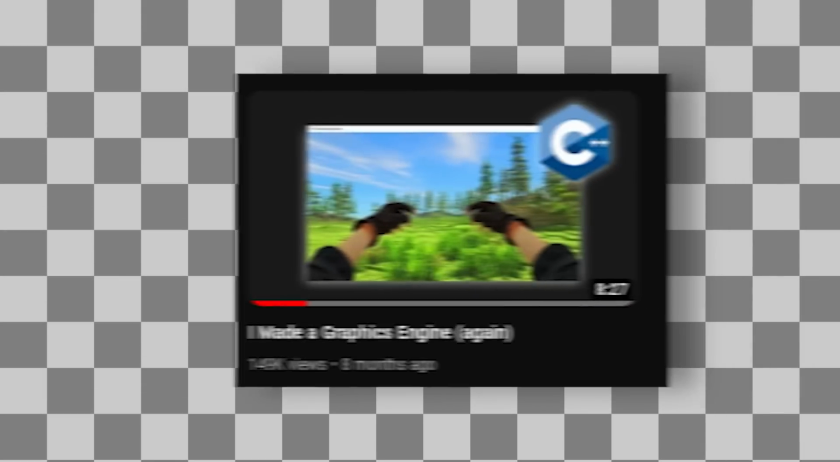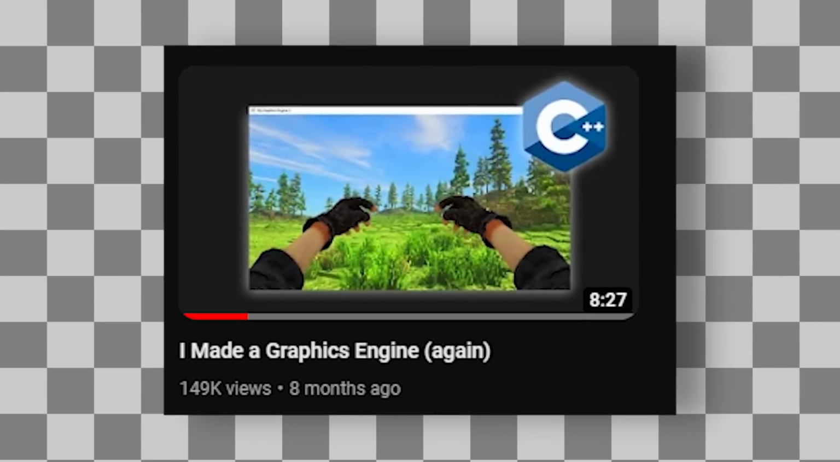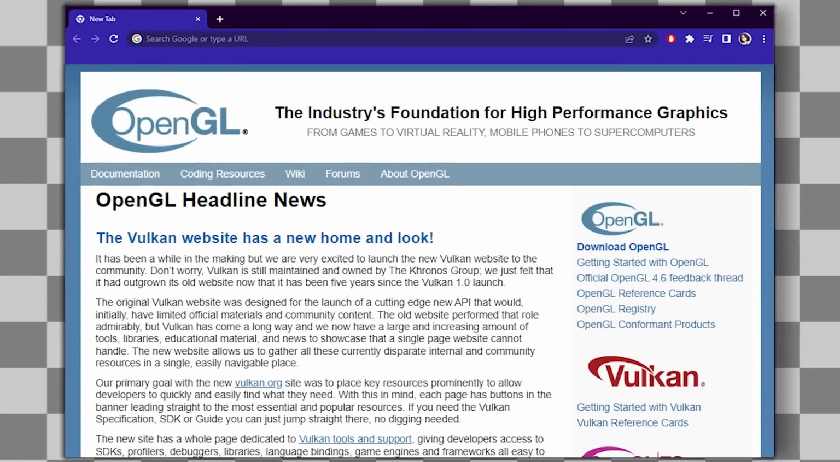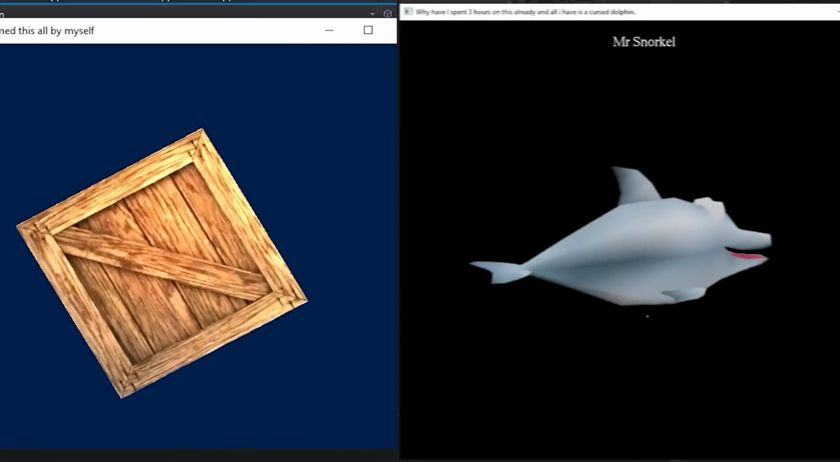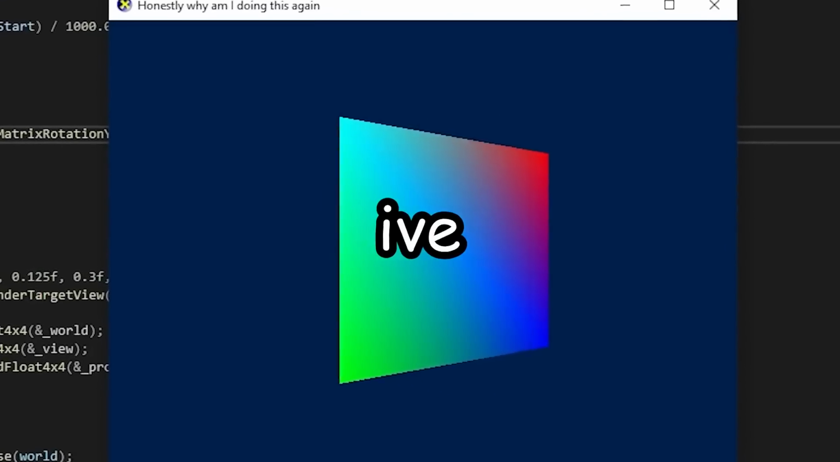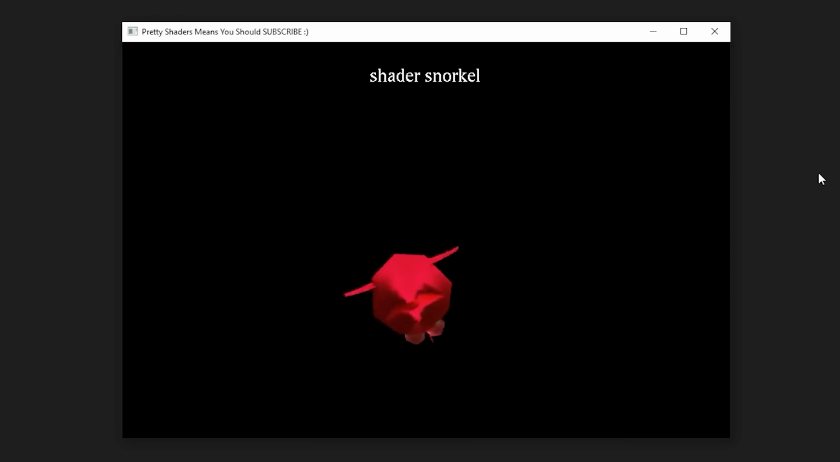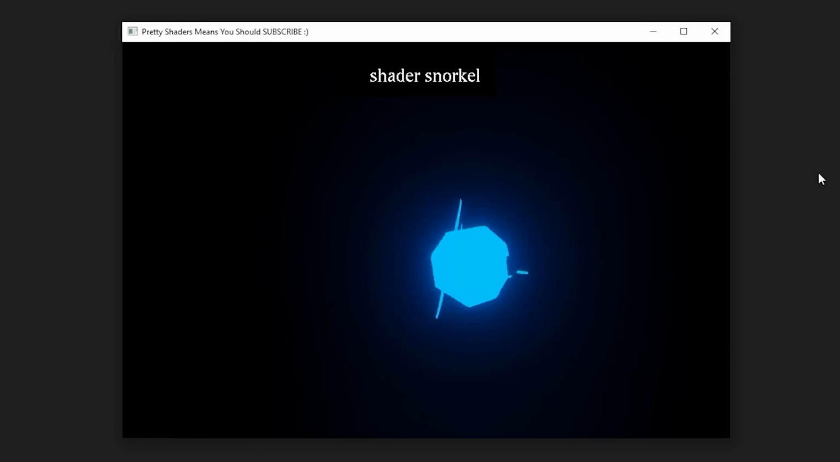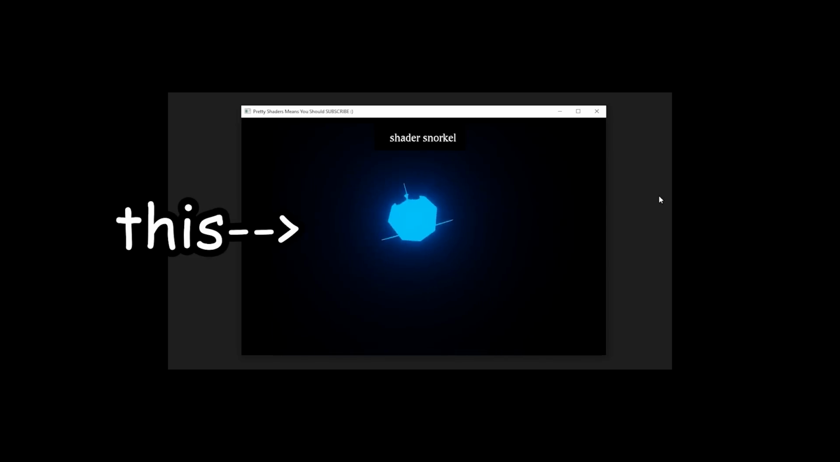I liked it so much, I ended up repeating this and making yet another engine, this time using OpenGL. Both engines were very similar, but taught me different skills. The first one taught me the basics, because, well, I'd never made an engine before that. And the second one helped me expand beyond what I already knew. And I mean, look at how cool this is.